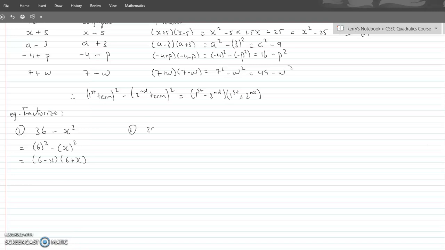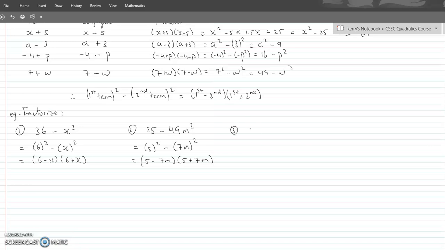All right, let's go again. Let's go with 25 minus 49m squared. Now this one is a little bit more challenging. 25, as we know, is 5 squared. Now 49m squared is the same as 7m all squared. Yeah? 7 squared is 49, m squared is m squared. So now this is the first term squared minus the second term squared. I could break that up into the first term minus the second term, so 5 minus 7m into 5 plus 7m. That's how easy this is here.